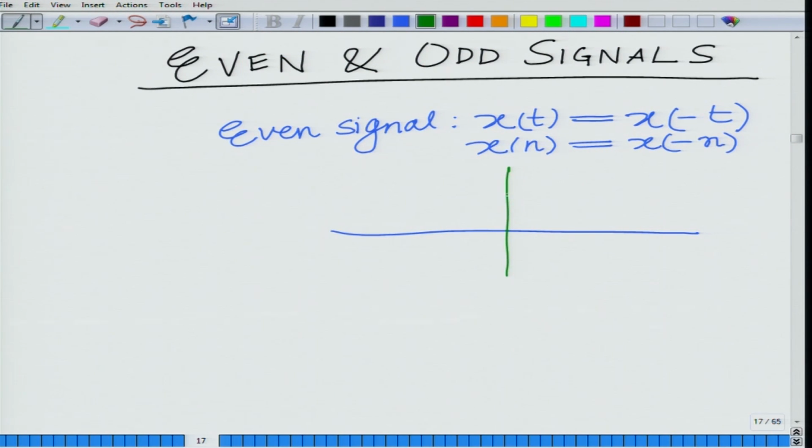For instance, you have a classic example, that is your cosine 2 pi f c t. For instance, let me just draw it.